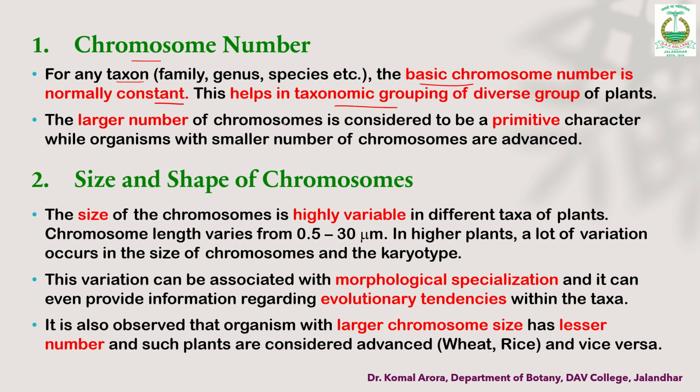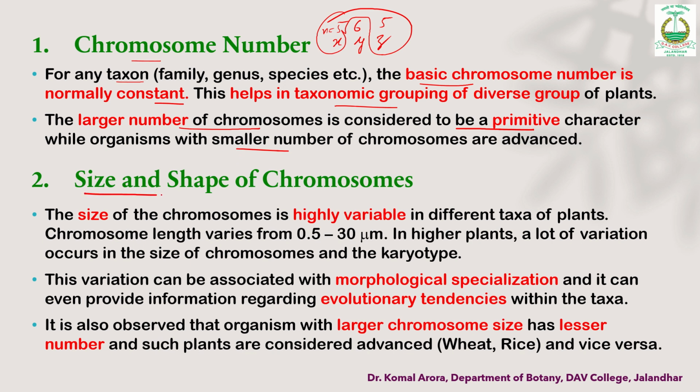So once you observe particular species, for example, you found species X, Y, Z, and you observe that here the base chromosome number is 5, here it is 6, here it is 5. So it clearly indicates that these two species are related. So you can keep them under the same group. Then a larger number of chromosomes is considered to be a primitive character, and the taxa which are having a small number of chromosomes are considered advanced. So this indirectly helps in placing a particular group before or after in the hierarchy.